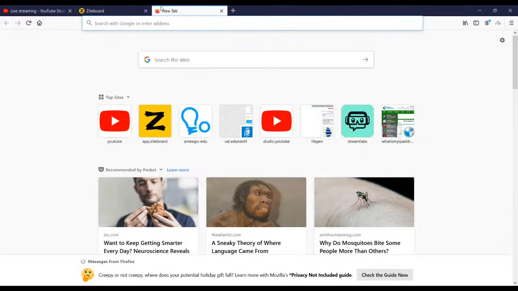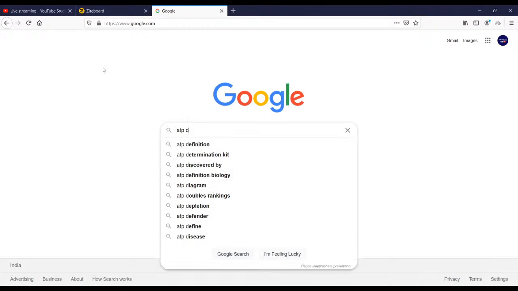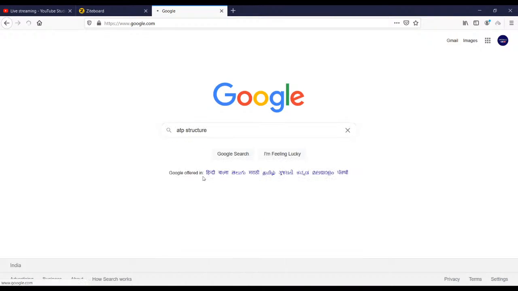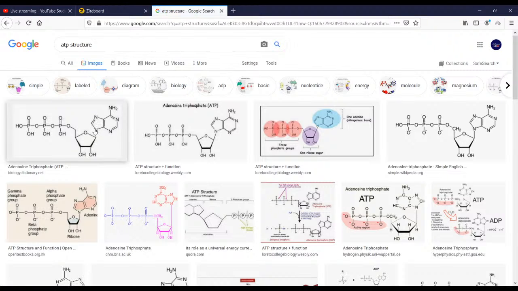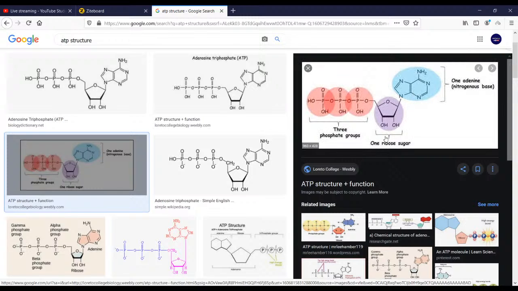So I'll just show you the structure of ATP. Just look at this image. This is the meaning of adenosine: adenine plus ribose sugar. That is a nucleoside, also known as adenosine. And when you have only one phosphate, that becomes a nucleotide known as adenylate.